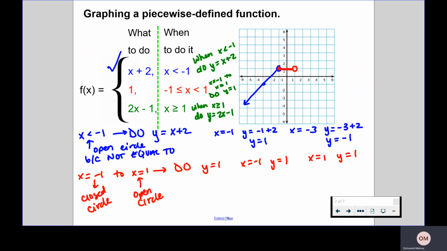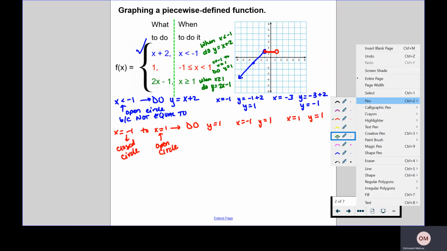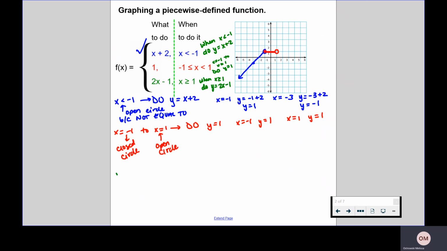And now for that bottom piece, the green piece, this is from when x is greater than or equal to 1, do y equals 2x minus 1. So I'm going to start at 1. You always want to start at the given value in the piecewise. When x equals 1, y is equal to 2 times 1 minus 1, or also 1. So I have 1, 1, so I'll close that in. That does not happen every single time. It just happens in this example.